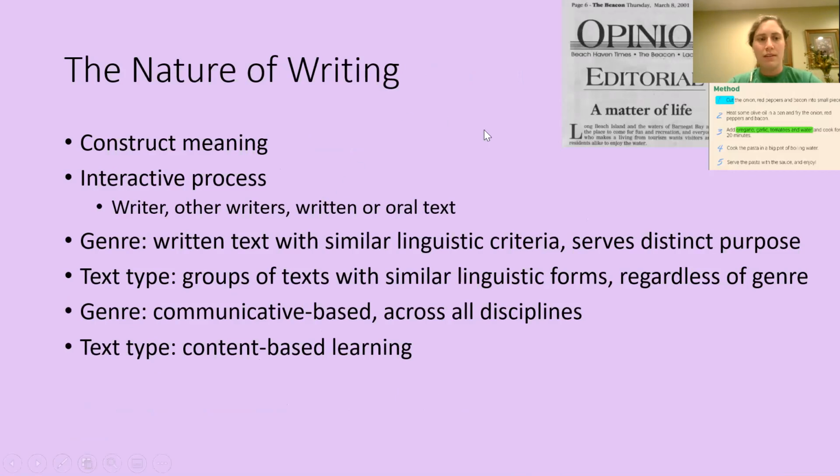So writing is done to construct meaning, and it's an interactive process between the writer, other writers and readers, and written or oral texts. In general, a genre is a written text with similar linguistic criteria, which serves a distinct linguistic purpose. This would be things like mysteries, blogs, recipes, and editorials. And then a text type is a group of texts with similar linguistic forms, regardless of the genre. This could include things like stories, dramas, poetries, biographies and technical texts.